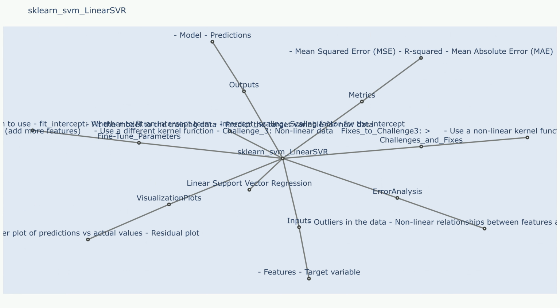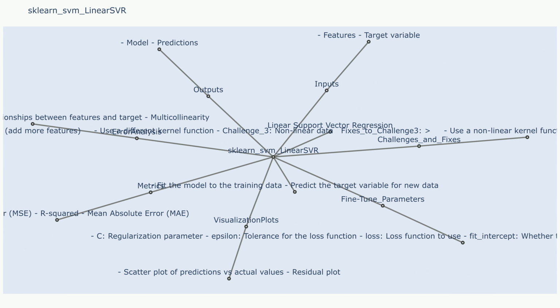Fixes to challenge 4. Outlier detection. Identify and remove outliers using appropriate methods. Robust regression. Use robust regression techniques that are less sensitive to outliers. Challenge 5. Explain in detail scaled data.